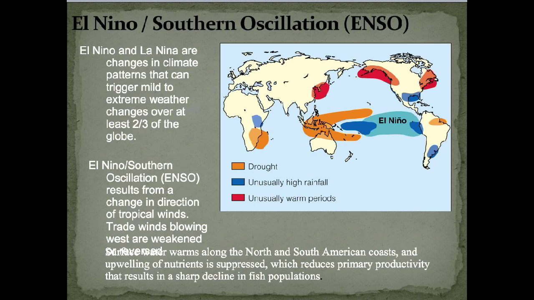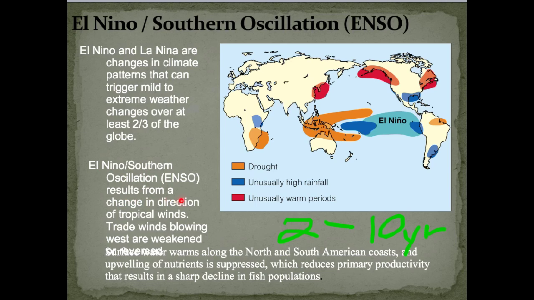And sometimes we get changes in our climate. One type of change that happens once every 2 to 10 years is an effect called El Nino. What happens with El Nino is that climate patterns change and can trigger mild to extreme weather changes over at least 2/3 of the globe.